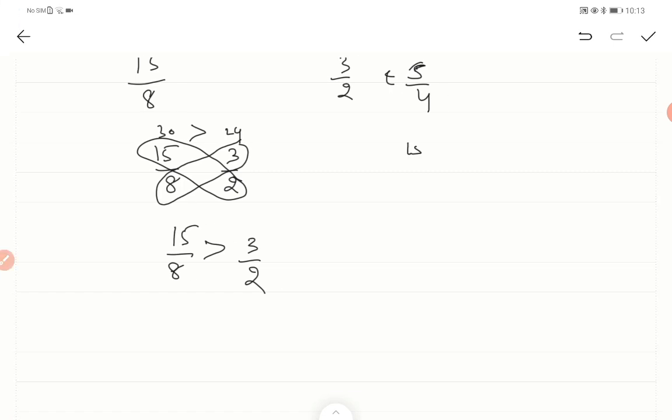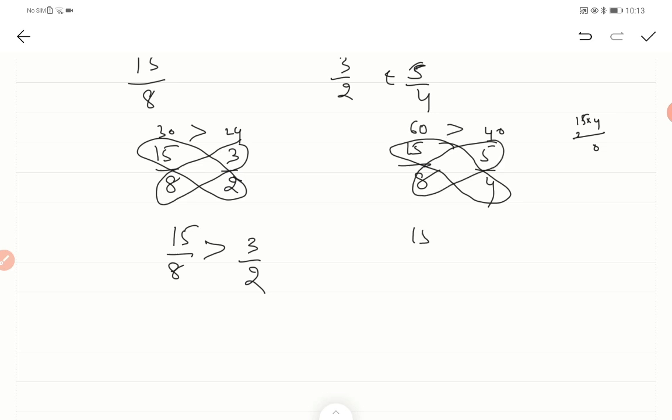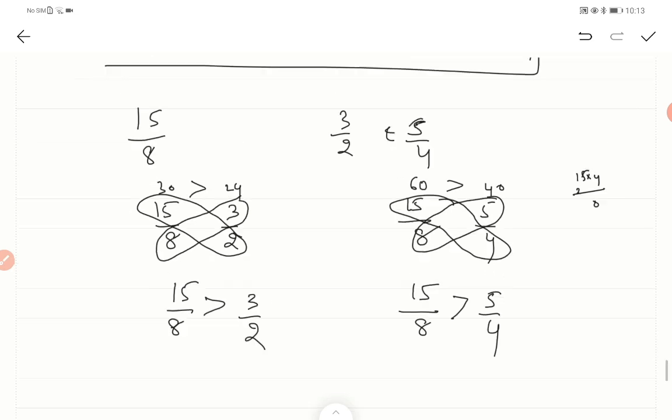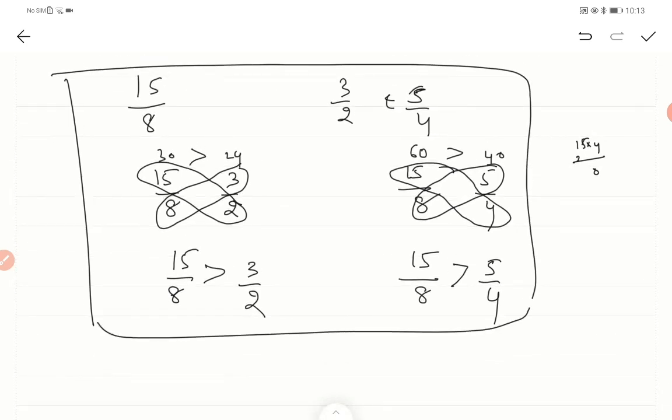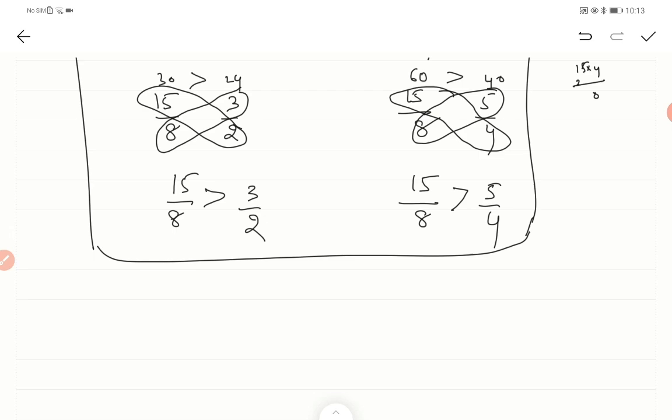Let me do it for the other improper fraction given, 5 by 4. So 15 fours is 60. 15 into 4, 5 fours is 20, 60. Yes, 15 fours is 60. 5 eights is 40. So 60 is greater than 40. That is nothing but 15 by 8 is greater than 5 by 4. This was the second set. We have done the comparison of the product with the individual fractions.